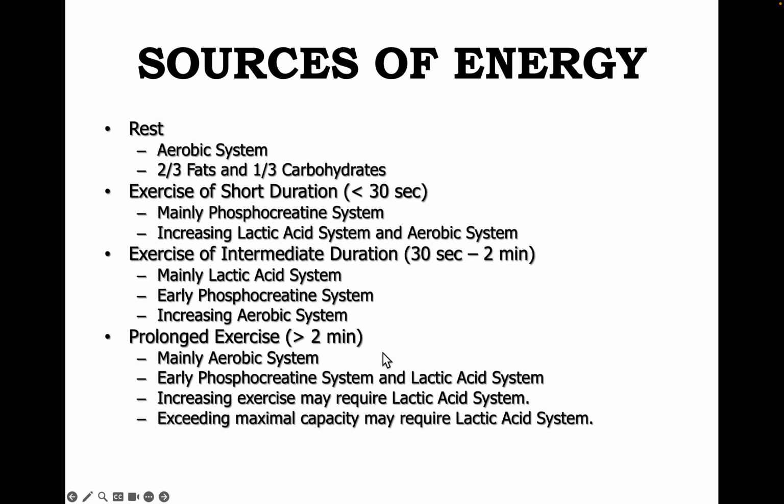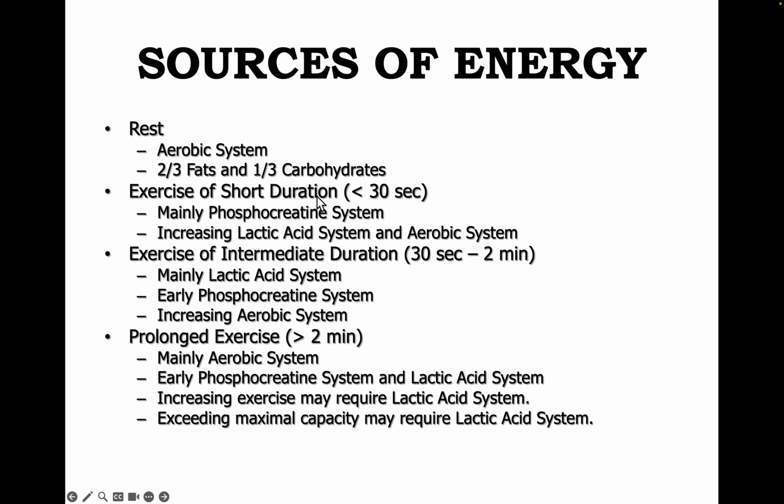So this slide summarizes our sources of energy. This would be something I'd definitely star somewhere in your notes. At rest, the main source of energy is the aerobic energy system. But is glycolysis being used? Yes, it is. Is the phosphagen energy system being used to create ATP? Yes, it is, but it's very minimal. The main source of energy is going to be the aerobic energy system. Specifically at rest, our body likes to break down roughly 2/3 of macronutrients coming from fats, and 1/3 of the macronutrients being broken down coming from carbohydrates.